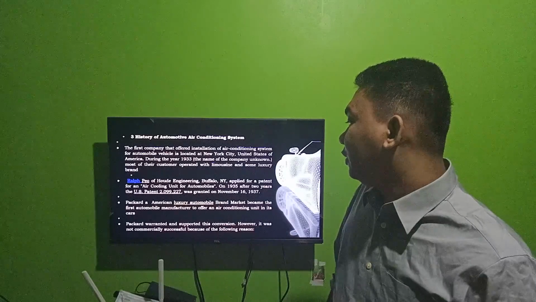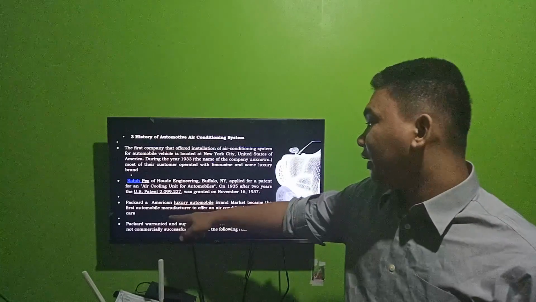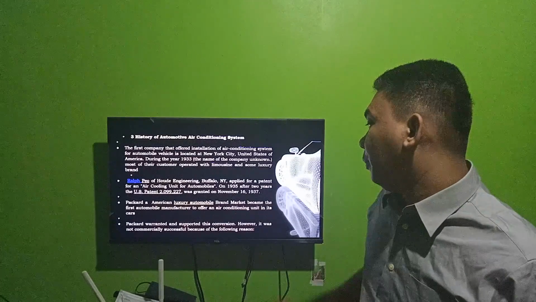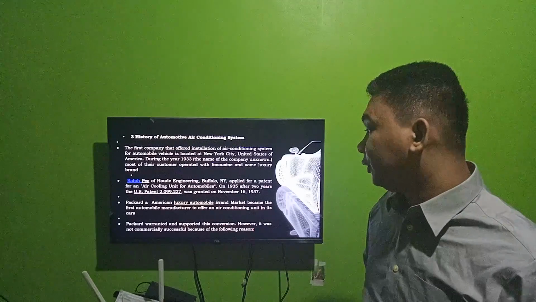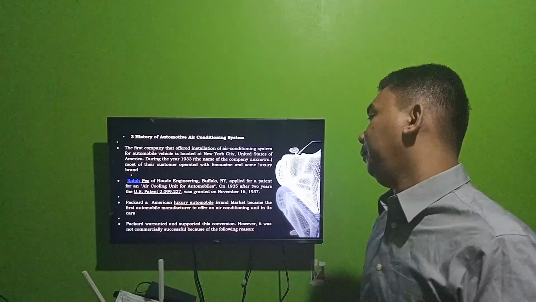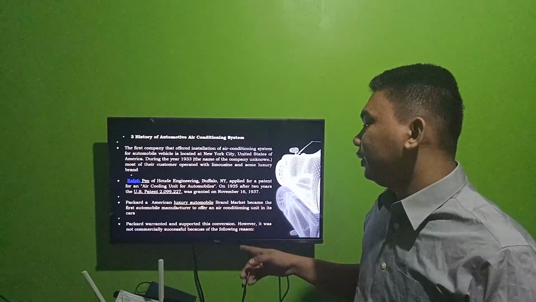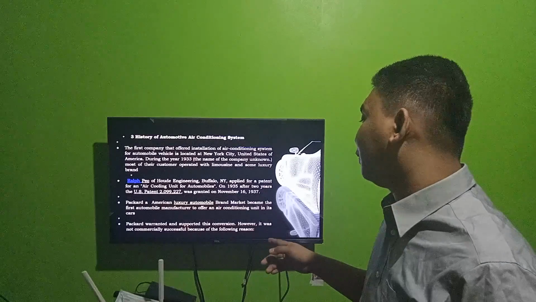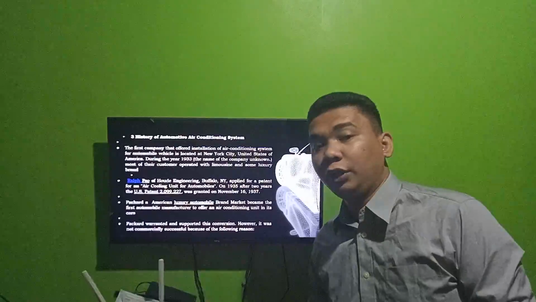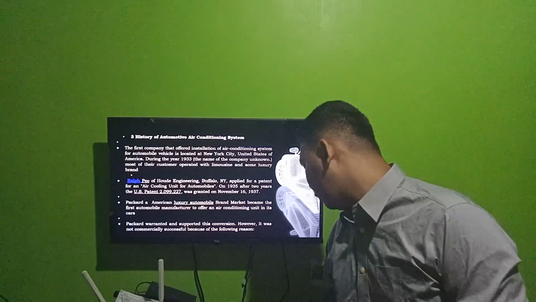Packard, the American luxury automobile brand, became the first automobile manufacturer to offer an air conditioning unit in the car. Packard patented and supported this conversion. However, it was not commercially successful because of the following reasons.